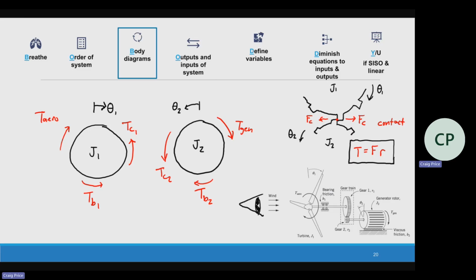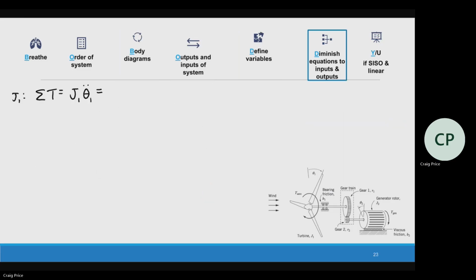T arrow is the only positive one. So we got T arrow minus TB1 minus TC1. Now we're going to put our definitions in. So this becomes B1 theta 1 dot. This one becomes contact force times R1.